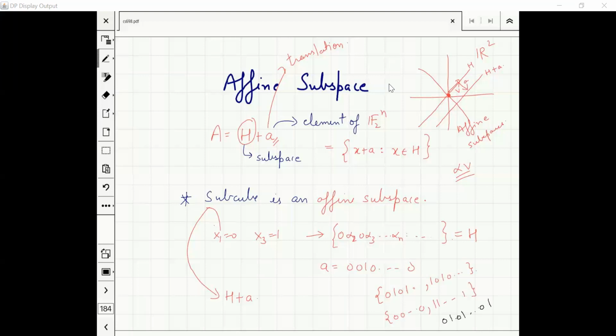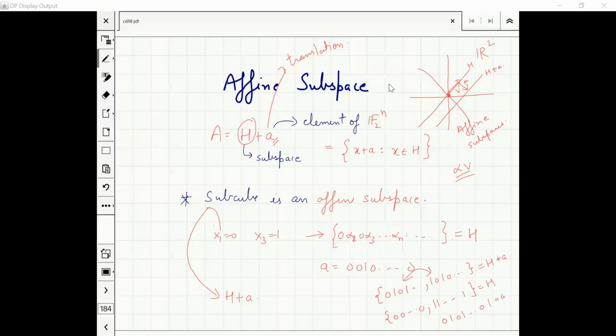This is my H, this is my A, this is my H plus A. You can see that H plus A is not a subspace. Obviously, there is no 0, 0, 0, 0, 0, 0. It is clearly not a subcube because I cannot set any subset of variables so that I will get only these two elements. Okay, so we are done.